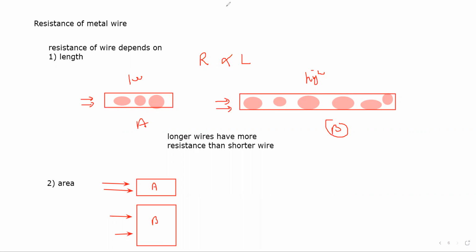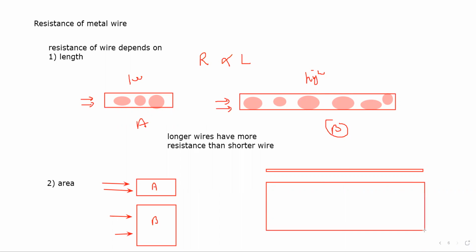Okay, you can take a simple example. Say you have two passages available for you. One is a narrow passage and another one is a wider passage. In which one will you find it easy to move? A wider passage you will find easy to move. The same thing happens for the charges.